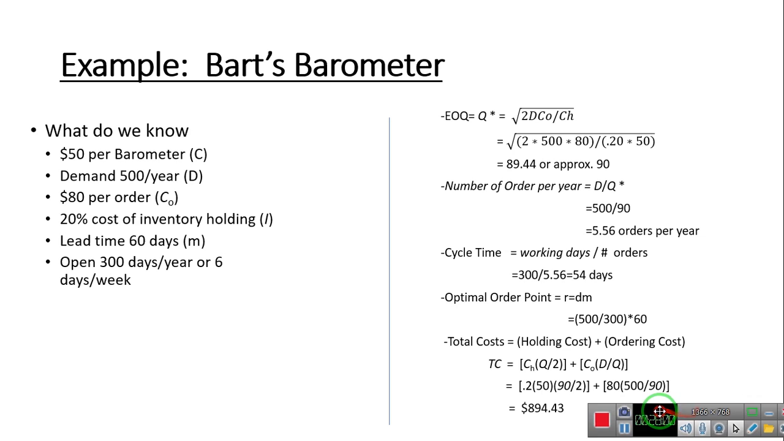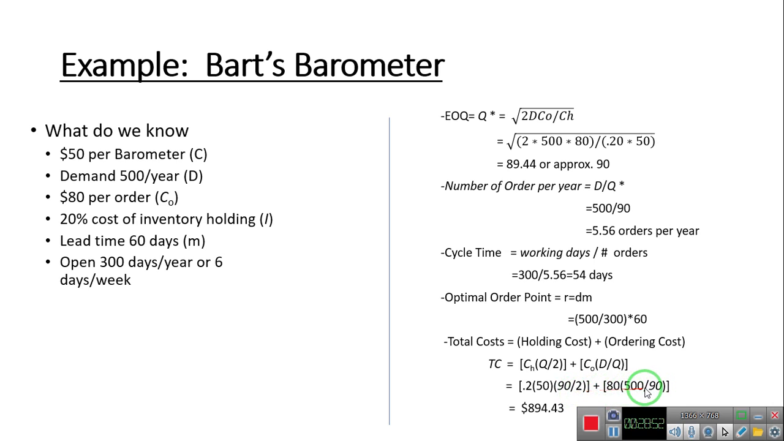So now, let me just move that out of the way. To do the total cost, you take your holding cost and multiply by the quantity divided by 2, and then you add the ordering cost multiplied by the demand divided by Q, the quantity. So it's going to be 0.2, which is 20%, the cost of holding, times 50, the cost to you of these barometers. You multiply that by 90 over 2, and then you add 80, which is the cost of ordering, times 500, which is the total demand, divided by 90.